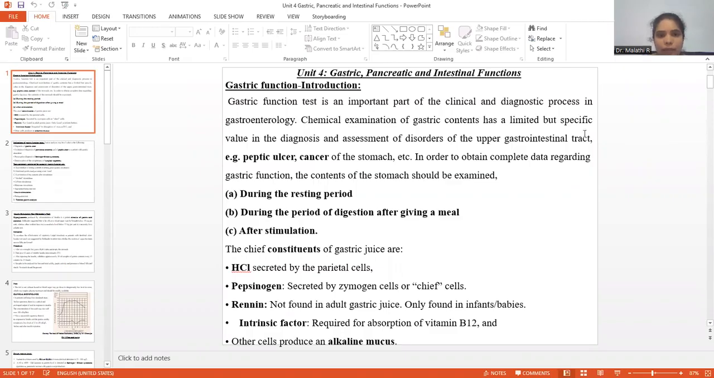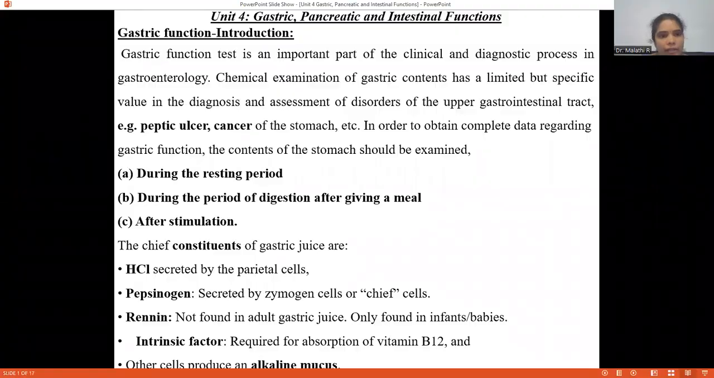Let us start with Unit 4, which covers gastric function tests, pancreatic and intestinal function tests. Gastric function testing starts with the normal functioning of gastric secretions. First, we should know the normal general functions of gastric secretion.